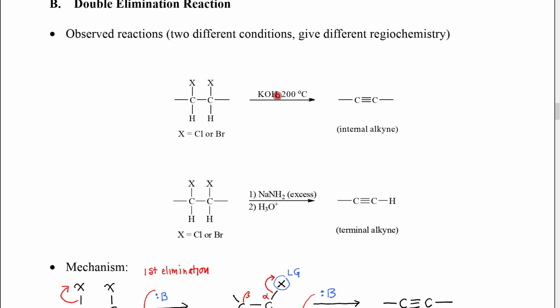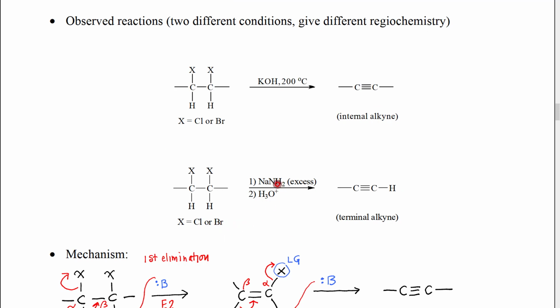If we take this and treat it with potassium hydroxide, which is a medium strength base, we can get an alkyne, we can get double elimination. However, in order to get the second elimination to work, we have to heat it up to a pretty hot temperature, 200 degrees C. The result of this is going to be an alkyne. But it turns out under these conditions, no matter where we have our vicinal dihalide, the alkyne is going to begin to move around in the molecule. And so what we're going to be left with is a mixture of the possible internal alkyne regioisomers.